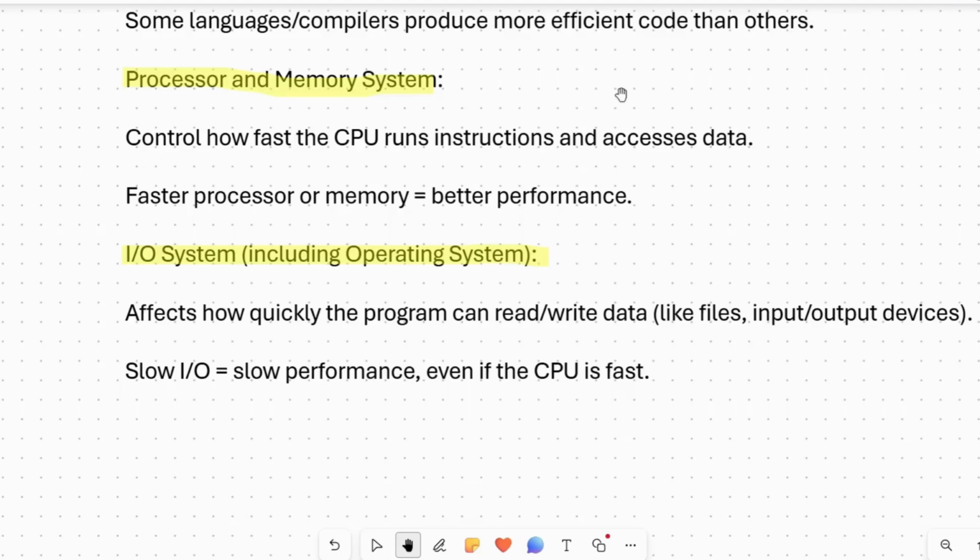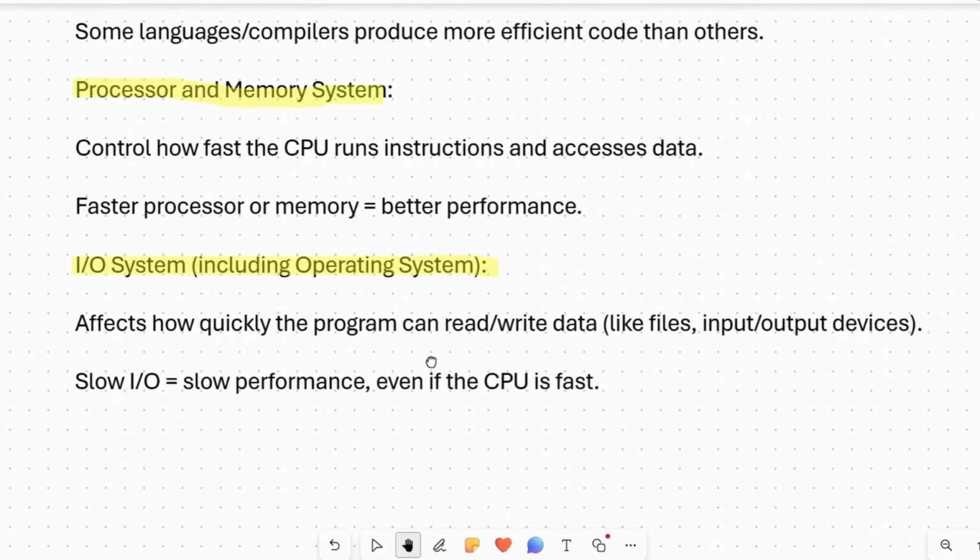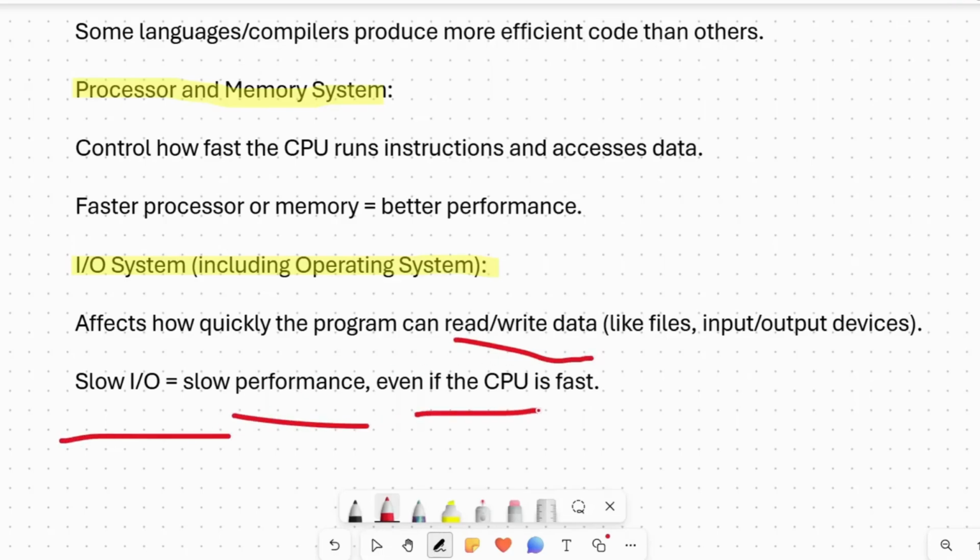Now let's learn about the processor and memory system. They control how fast the CPU runs instructions and accesses data. A faster processor or memory means better performance. Obviously, the input output system, including the operating system, affects how quickly the program can write data. Performance is slow even if the CPU is fast. Slow input output affects the CPU.